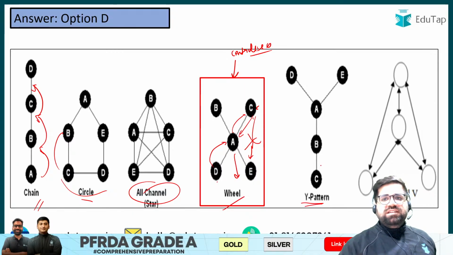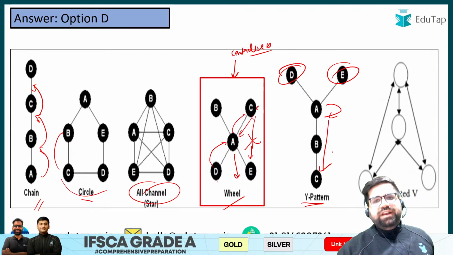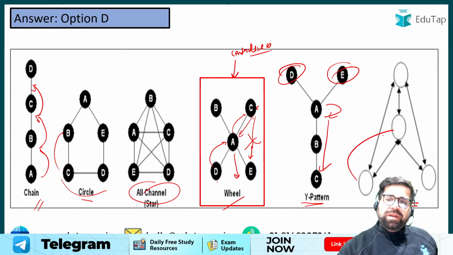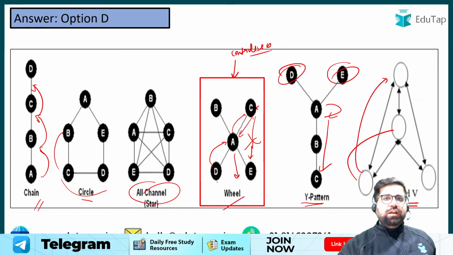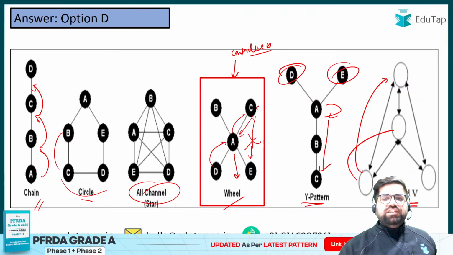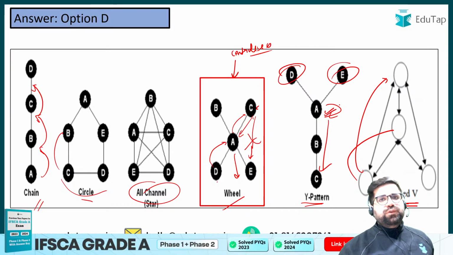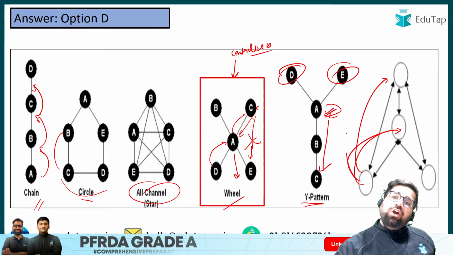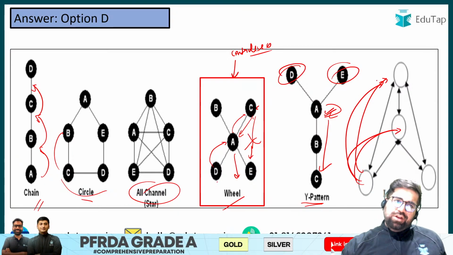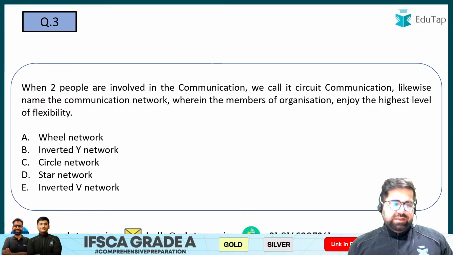Under Y, what happens is two subordinates can talk to one particular superior, and then it's a kind of a chain. Okay, and under inverted V, I can talk to my superior, but I can talk to his superior as well. So under inverted V, I can talk to two bosses directly, which is not the case with the Y pattern. In Y, you can only talk with one of your superiors, but under inverted V, you can directly talk to your superior and to his or her superior as well. So if you see, the correct answer over here will be option number D. Now let's come to question number 3.